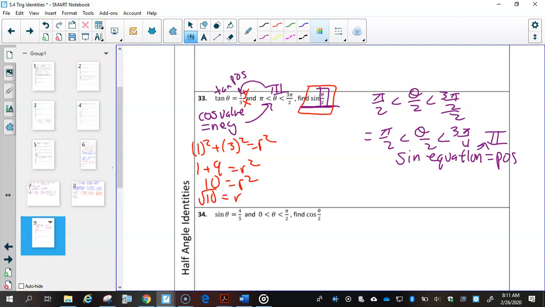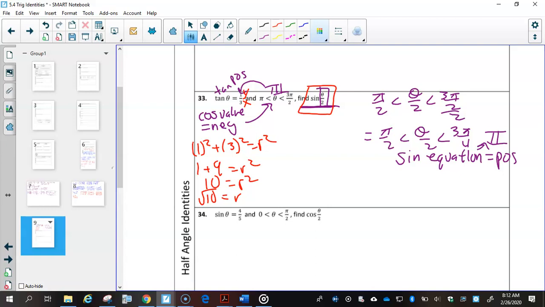Wait, we're finding cosine? We're finding cosine's value. Yes. We're doing sine's equation, but we need cosine's value to do it. Wait, I thought we were doing tangent. No, they gave you tangent as a trick. Wait, how did you know what cosine was? It says to find sine. In sine's equation, it says 1 minus cosine, so we need cosine's value.